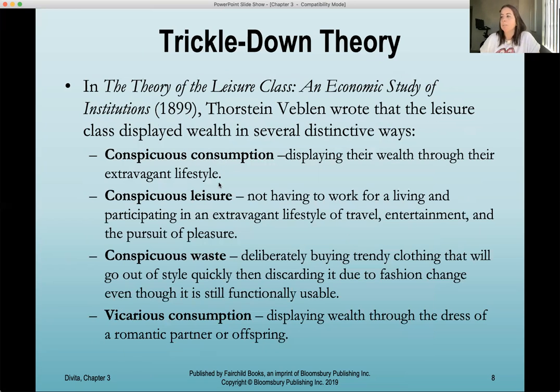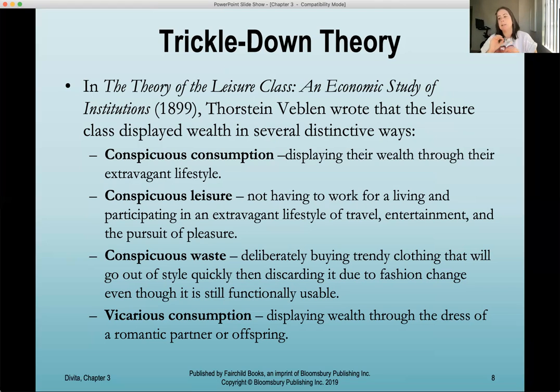Okay. There are certain ways that this class can display its wealth. The first is conspicuous consumption, that is displaying your wealth through an extravagant lifestyle. Okay, so we see that everywhere. We see people, literally visually and physically displaying how their lifestyle is, right? Whether they're going to work, whether they're not, whether they carry on shopping bags or a certain designer bag, all of that generalized is showing off their lifestyle.